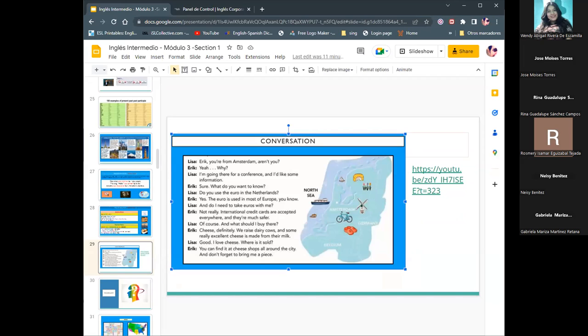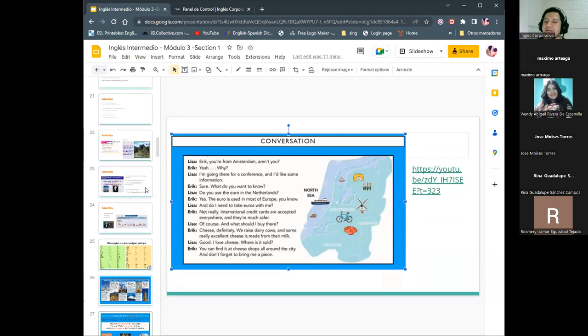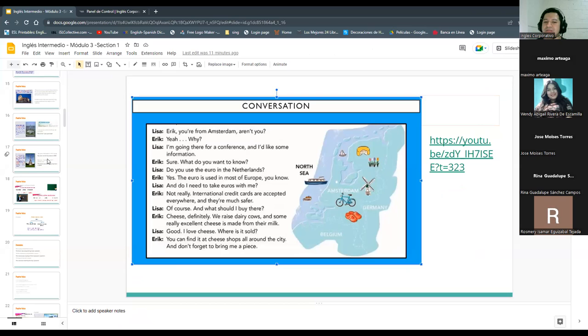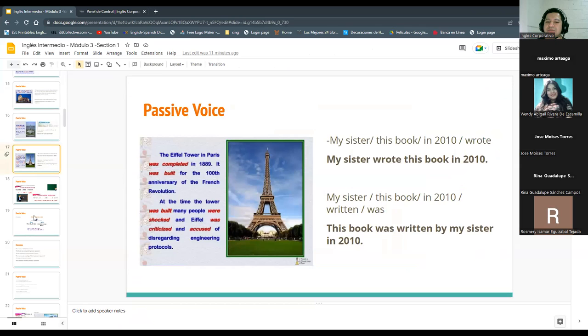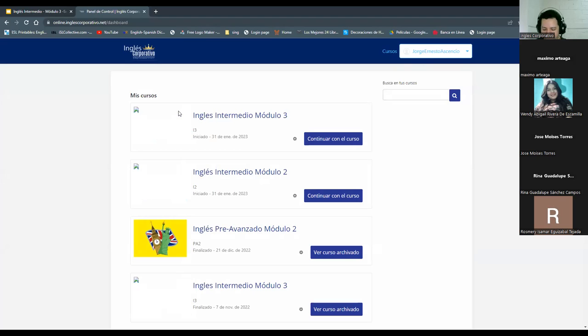Now we have presentations, right? Yesterday we had a conversation, and today we have presentations about landmarks. So if you brought your presentation about landmarks or any place that you want to describe using the passive voice, we are going to check it today. Also, if you have any question about the platform, any doubt about the exercises, let me know, okay?